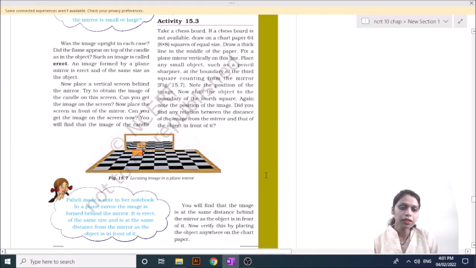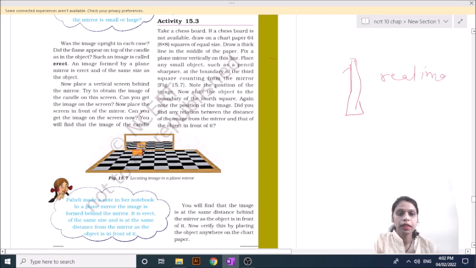Then it shows it is a characteristic, and one thing is very important to know here, that plane mirrors always make a virtual image. What is a virtual image? The image you find on the screen is called a real image, and the image you can't get on the screen is called a virtual image.